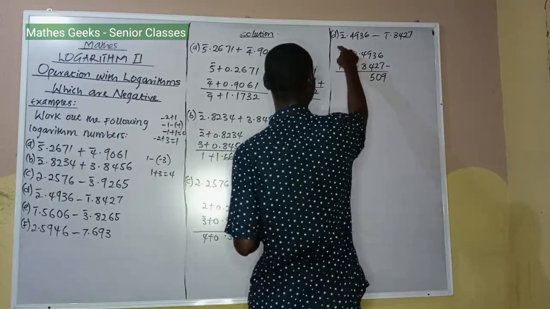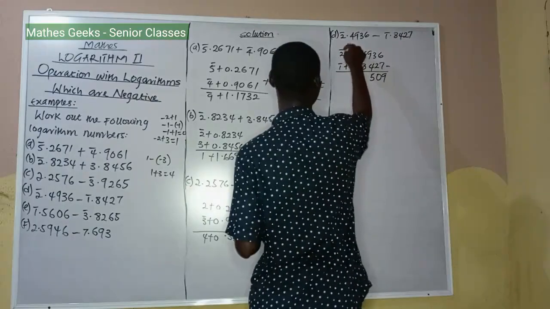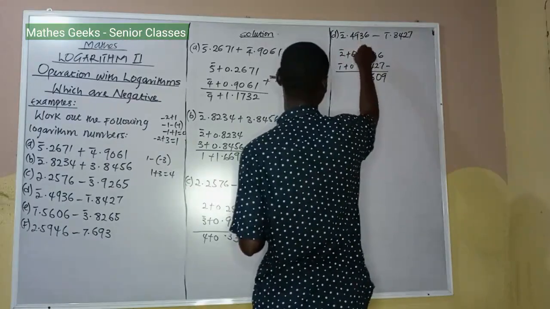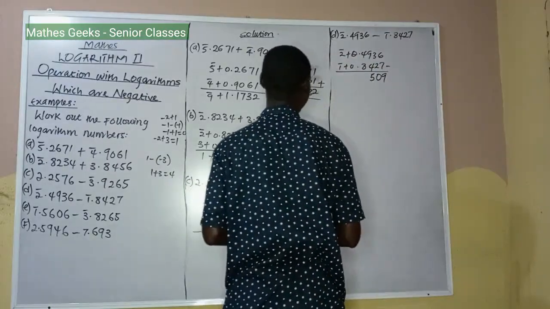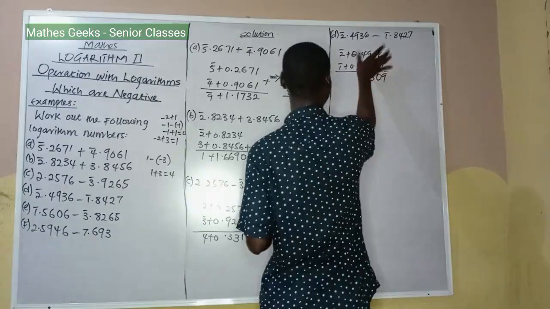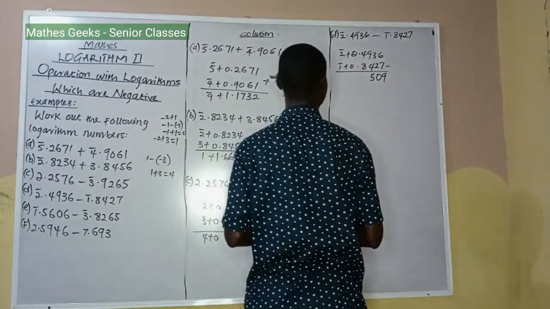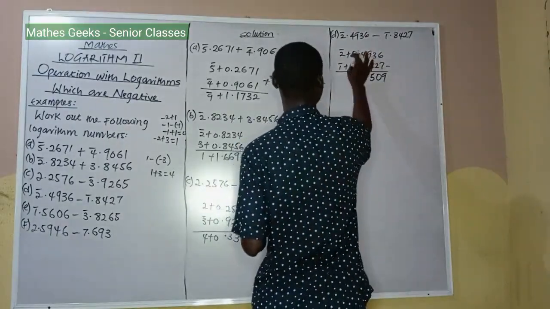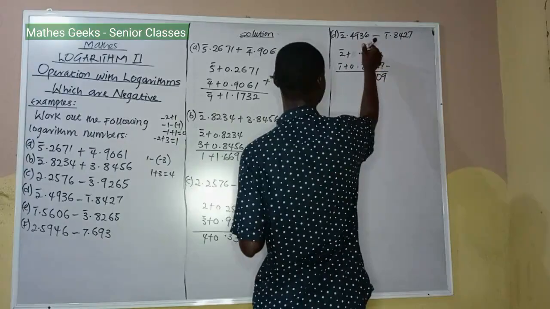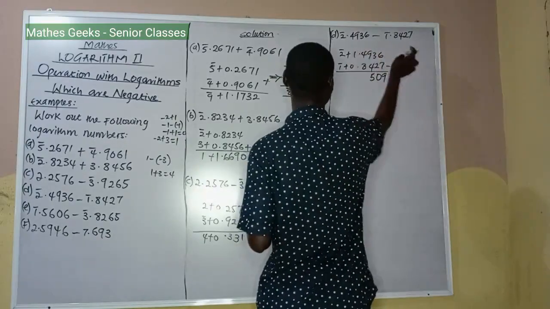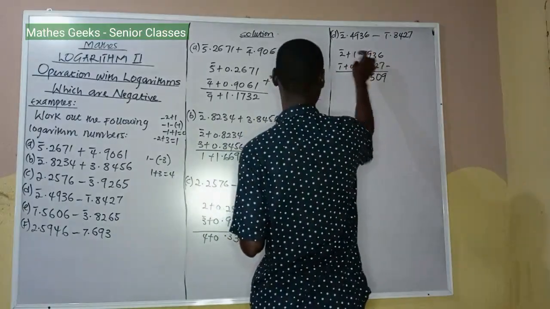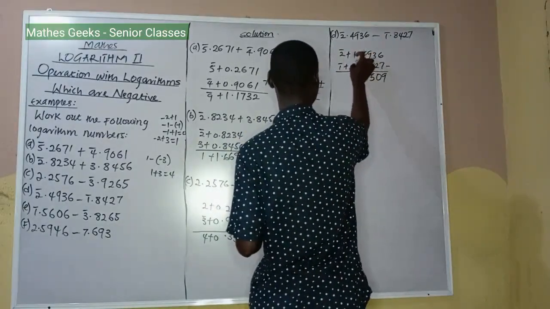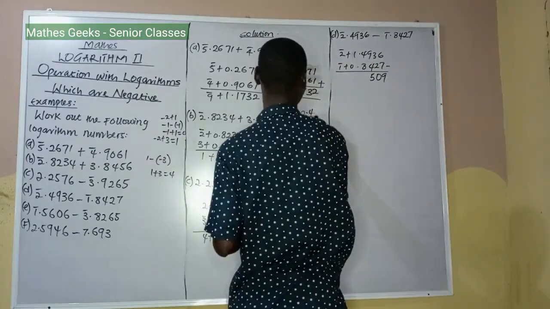But when you come here, this characteristic is negative, and there's no way you can borrow from here, because if you borrow from here, the value you're going to get is going to be negative. But from the rule of logarithm, the mantissa part is never negative, it's always positive. So what do you do? You need to add 1 to this part here. So 0.4 becomes 1.4. You add 1 to the first significant figure after the decimal point, so it becomes 1.4.